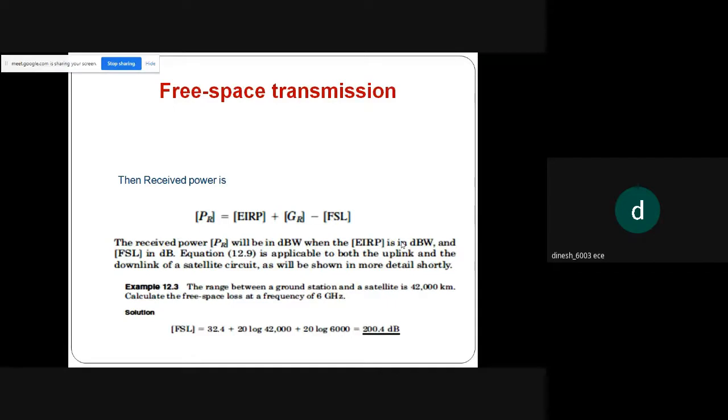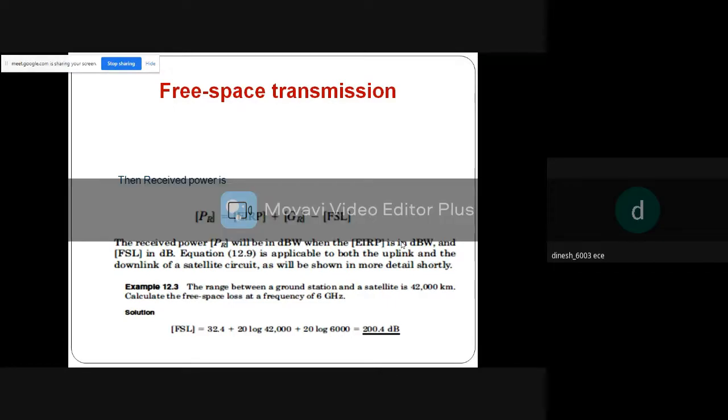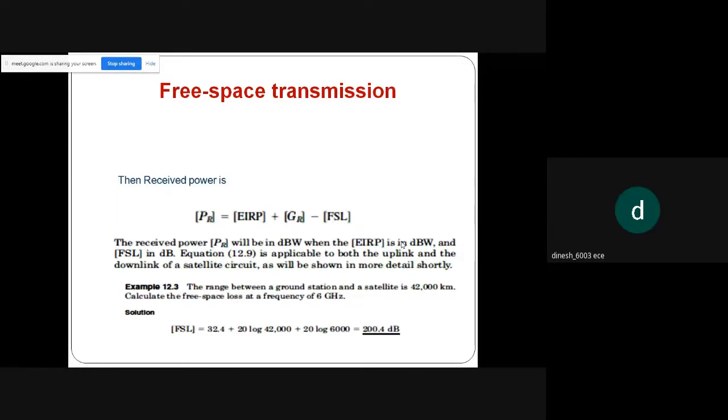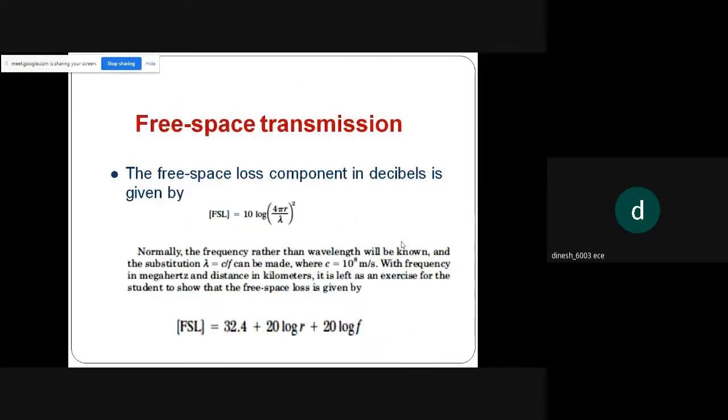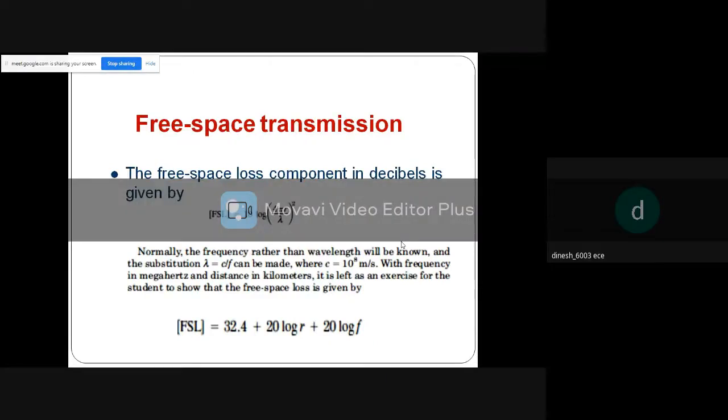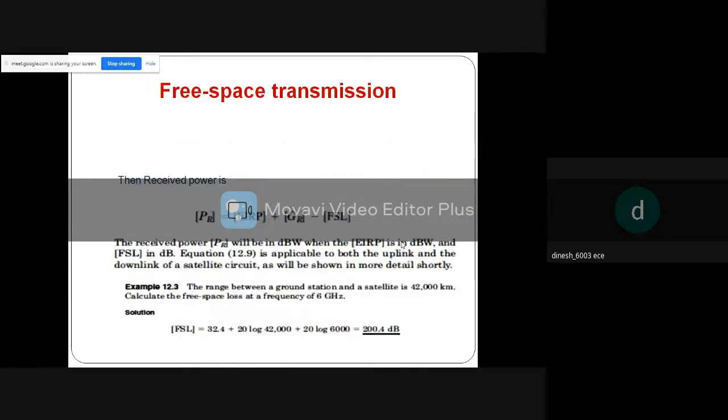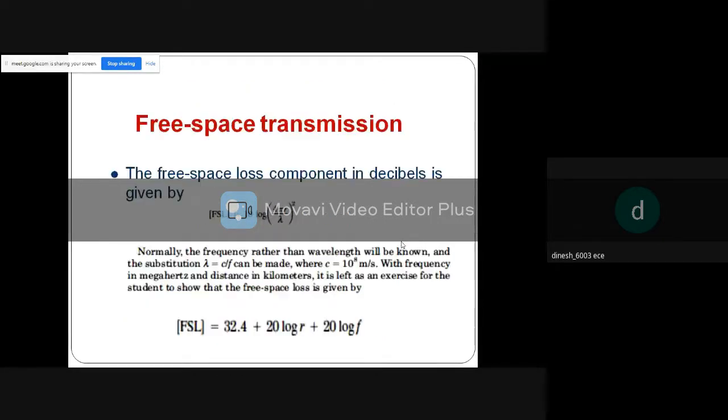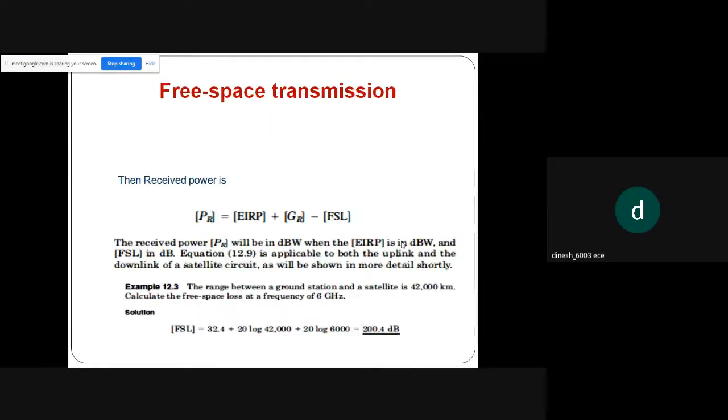So let us see a problem. The range between a ground station and a satellite is 42,000 kilometers, and we assume, calculate the free space loss at a frequency of 6 gigahertz. Take this equation which you had seen earlier: 32.4 plus 20 log r plus 20 log f. The distance r is 42,000, plus 20 log 6,000.